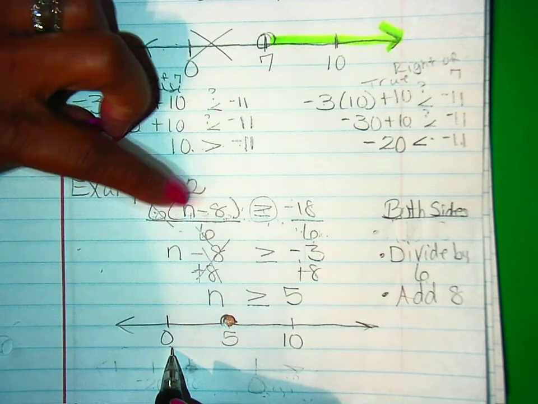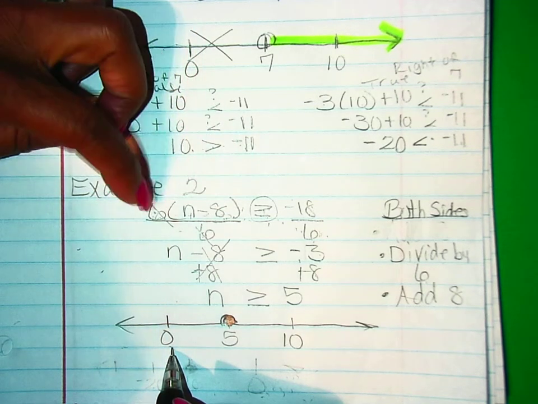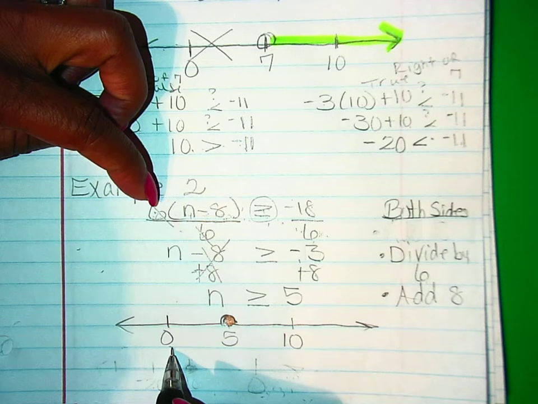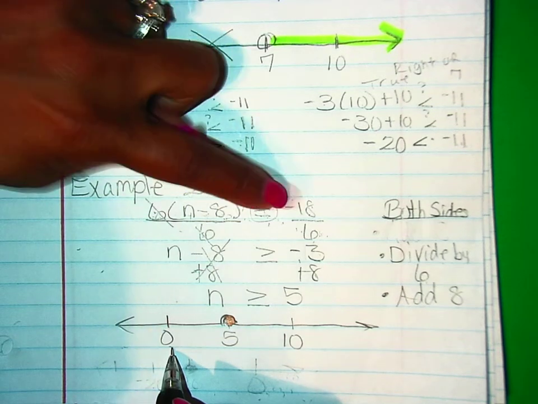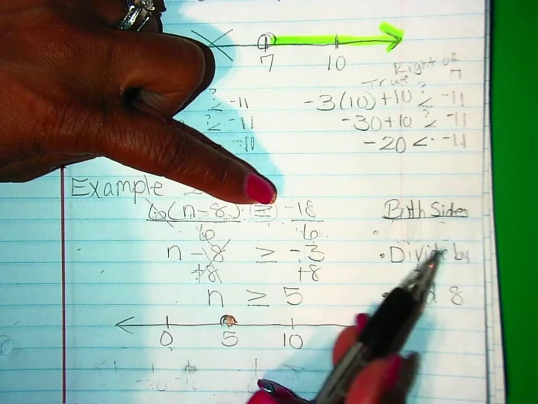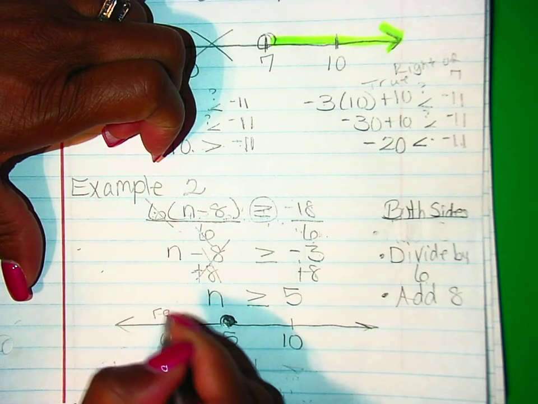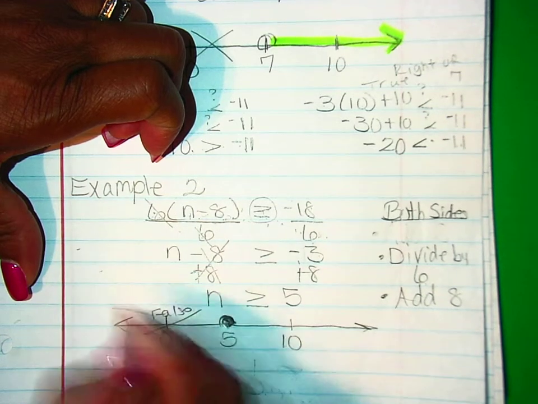So here we go, 0. 0 minus 8 is negative 8. Negative 8 times a positive 6 is negative 48. Is negative 48 greater than negative 18? Meaning, is negative 48 closer to 0 than negative 18? Absolutely not. That's false. So I don't shade back there.